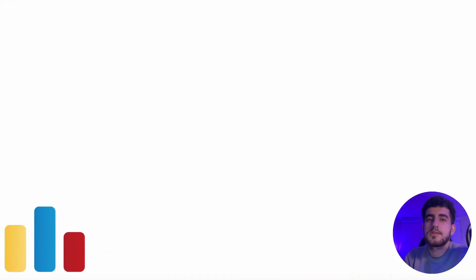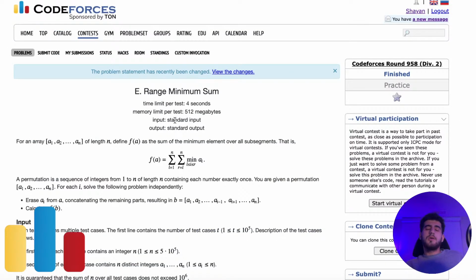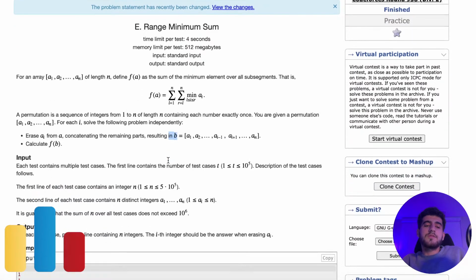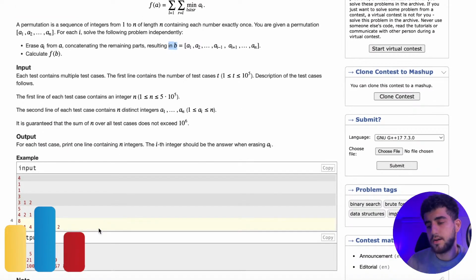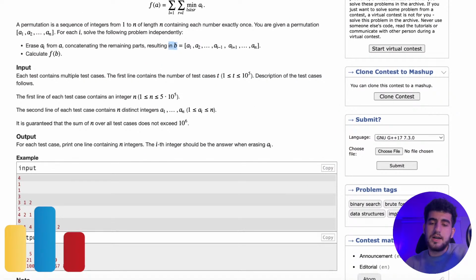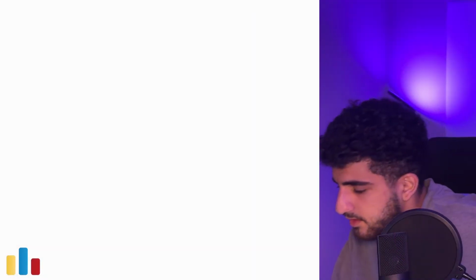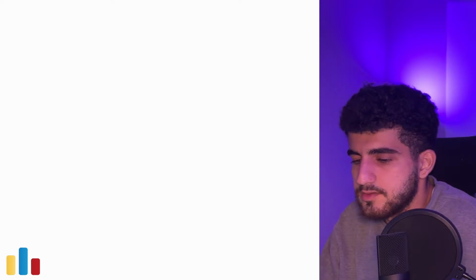Okay, so let's talk about it. Problem E just says that for any array a1 to an of length n, we define f of a as the sum of the minimum elements over all subsegments. That is, f of a is equal to this value. And then you are given a permutation each time, and it is a permutation. Each time you erase some a sub i from A and concatenate the remaining parts, and you call that B, and you have to calculate f of B. So in the output, you should print n numbers. Each of them shows the result if you have removed one specific element of your permutation. So what do we say?